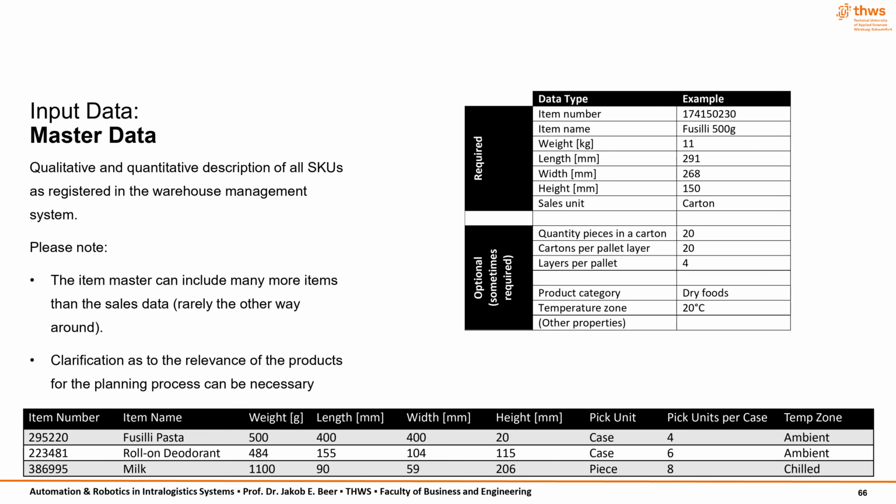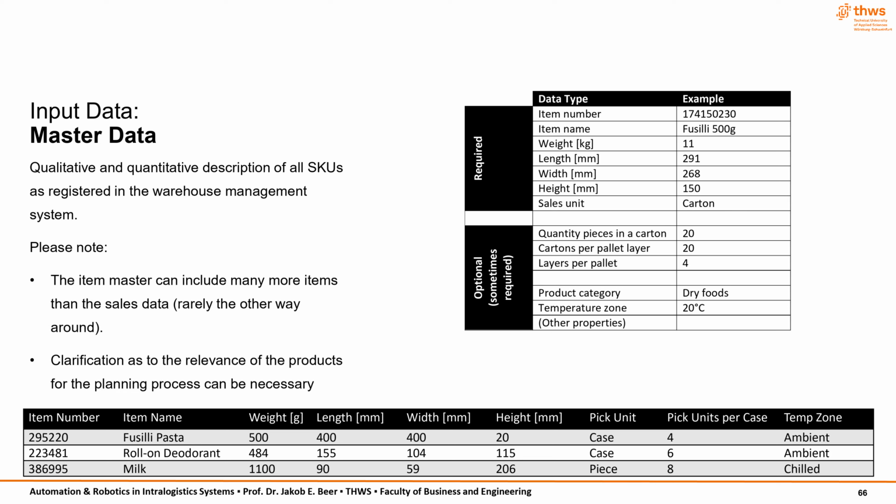Let's discuss some of the elements from the systems engineering process chart in detail. Let us first take a look at the role of master data in warehouse planning. In any warehouse planning project, one of the most fundamental inputs is the item master.